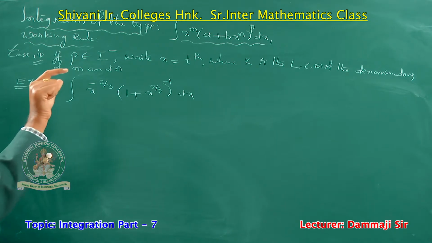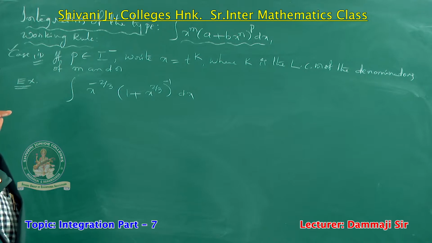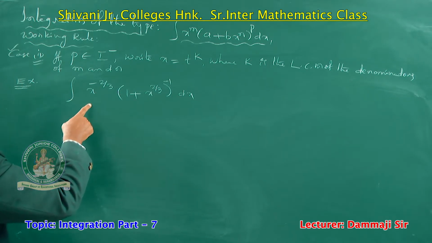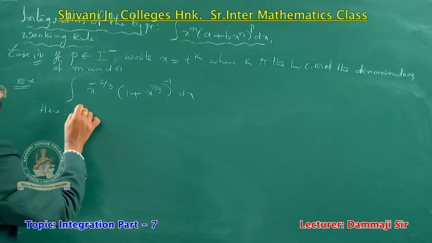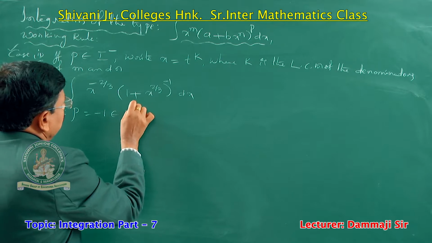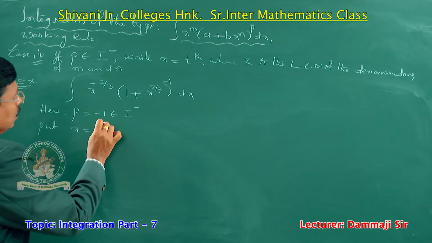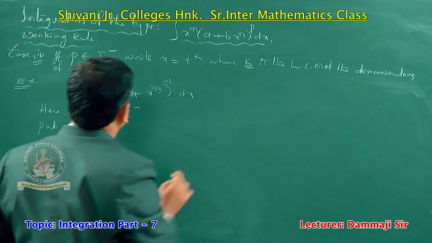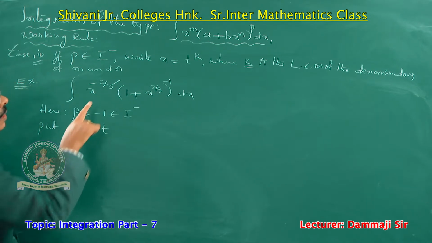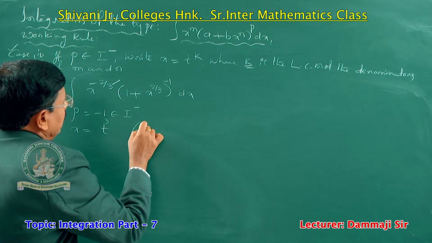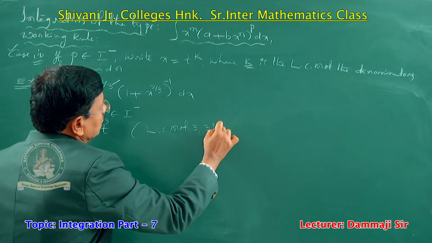One of the methods you already know, that we have discussed, is the substitution method. In substitution we again have to see which type of formation is there. Here p is equal to minus 1, which belongs to the set of negative integers. We put x = t^k, where k is the LCM of the denominators of m and n. Here that is 3, so k is 3. LCM of 3 comma 3 is 3 only.